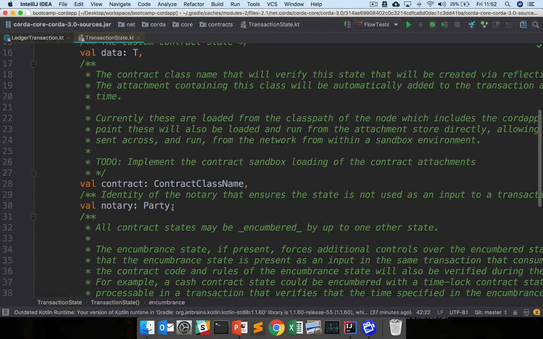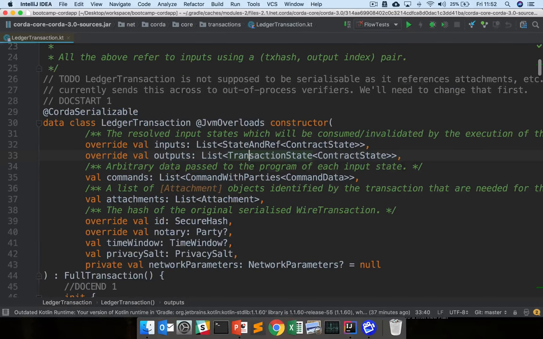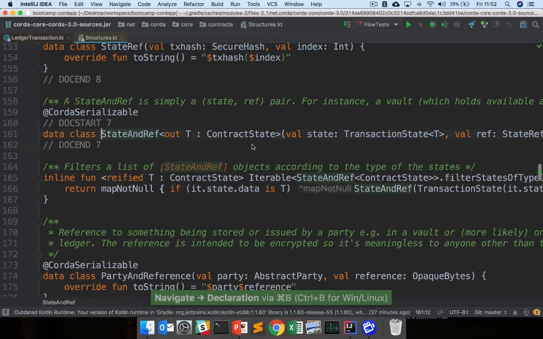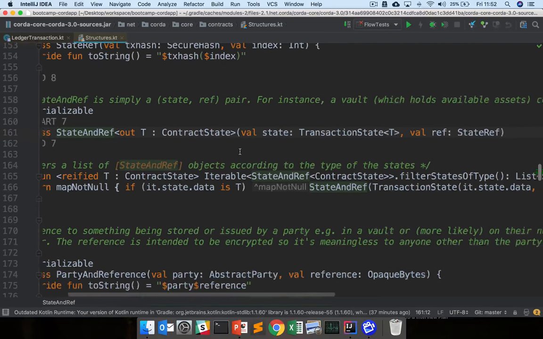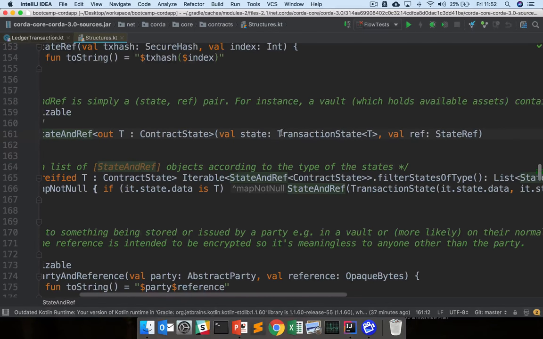Next, we can look at the input states. And so if we go to state and ref, it's essentially a class that wraps a transaction state, as we just saw, with a reference to that state. And so remember that in a transaction, the outputs are being created fresh, they're brand new, so they don't reference any existing state on the ledger.